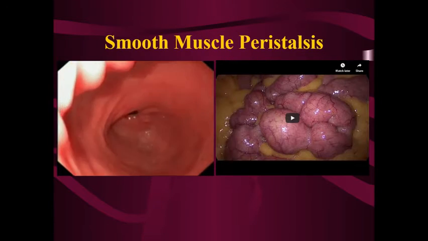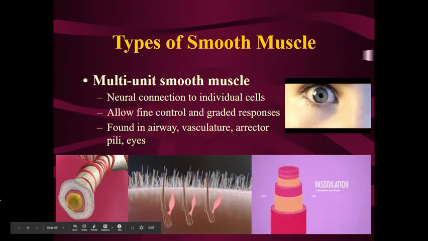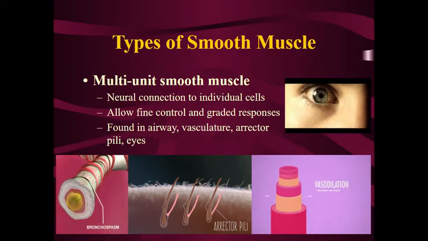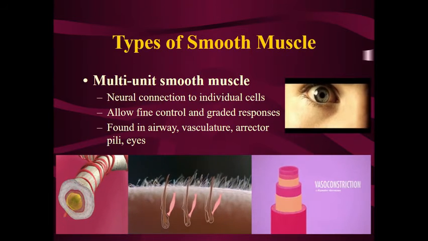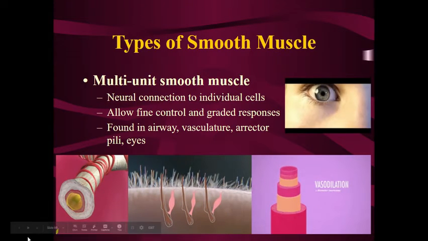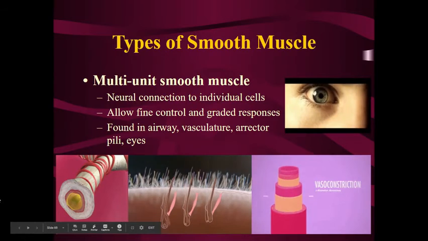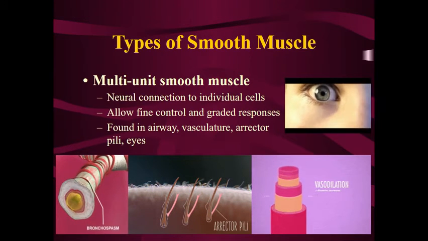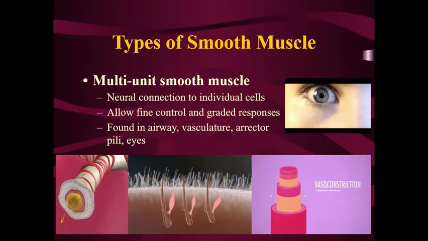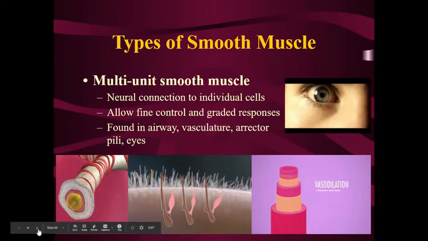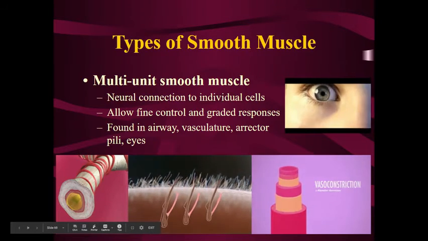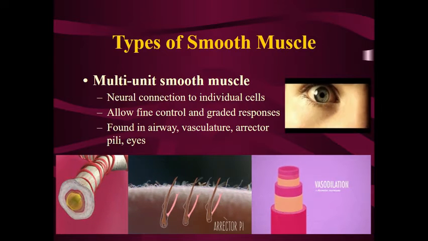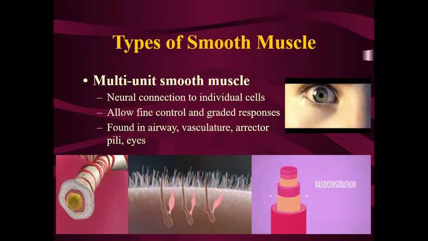The other kind of smooth muscle is multi-unit smooth muscle. And this is when the neural connection is to individual cells. This allows fine control and graded responses. And this is found in the airway, in the vasculature, in the erector pili of the skin, and the iris of the eyes. So when you think of multi-unit, think of multiple cells that are going to have stimulation, which is going to allow the muscle to do things in different degrees.